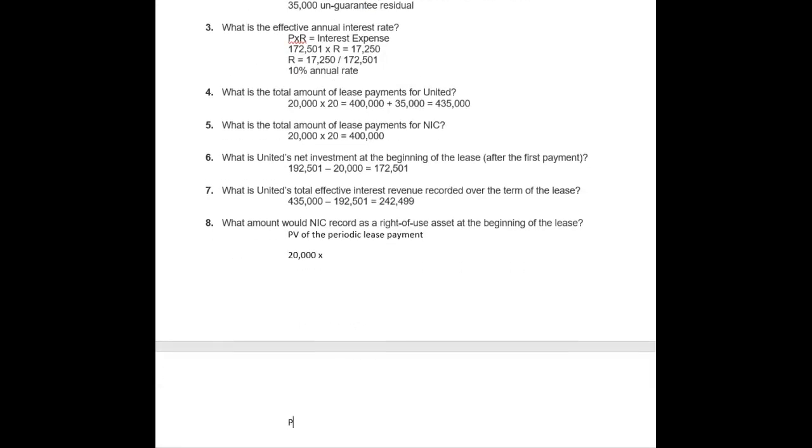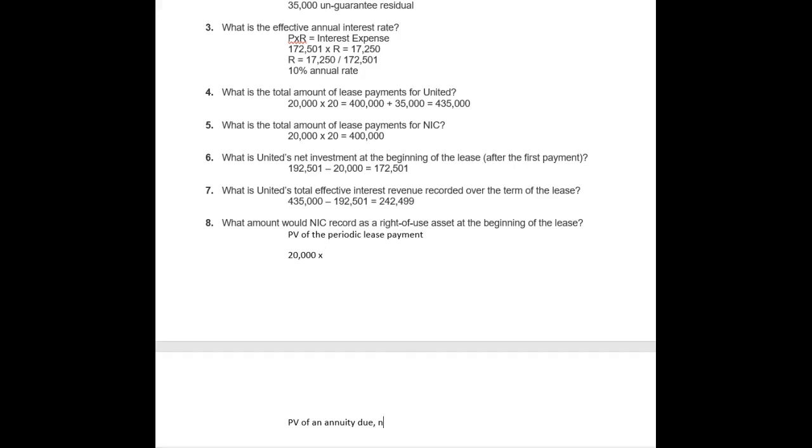So you're going to go and find your PV tables. And I'm just going to make a note. You're going to use the present value of an annuity due for this one, because when it's due at the beginning, it's an annuity due. When the payments are due at the end, it's an ordinary annuity. So y'all run out there and look up that table.